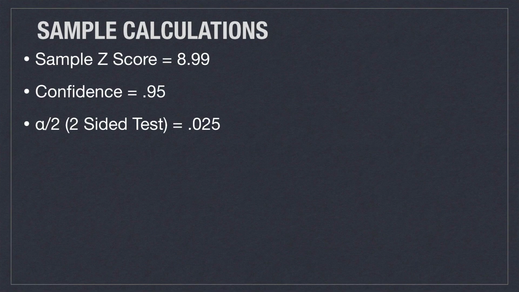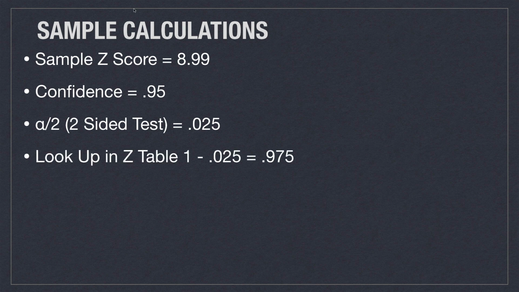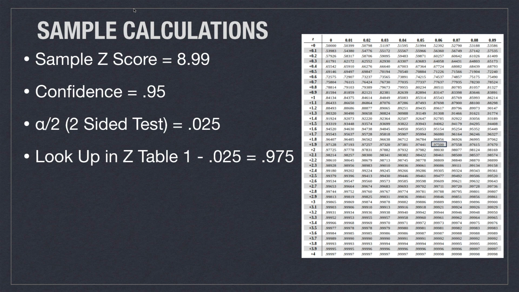Now, when making these calculations, if my confidence is 0.95, then that means my alpha is going to be 0.05. And since we are using a two-sided test, that would be alpha divided by 2, which would give me a value of 0.025. And then if we subtract 0.025 from 1, we would get a value of 0.9750. If we look up 0.9750 on our z-table, we find that we get a z-score of 1.96.